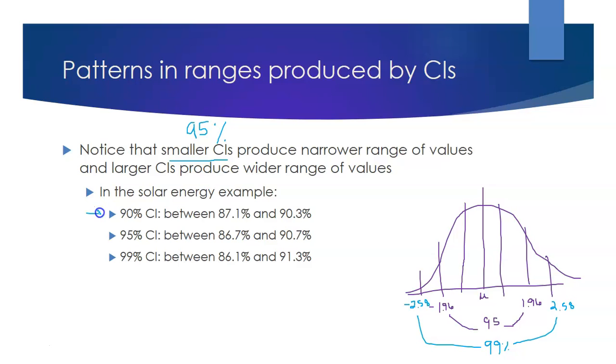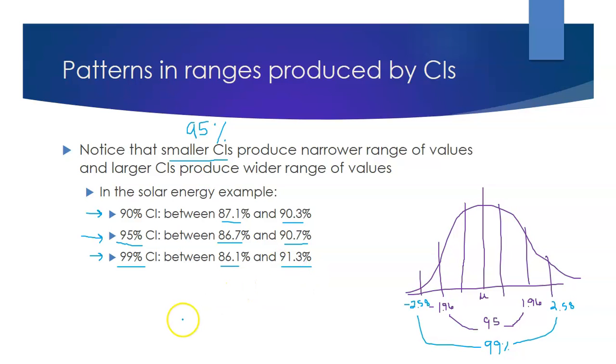I did not show you how to create a 90% confidence interval, but for that solar energy example, a 90% confidence interval is actually 87.1 to 90.3. And then as I just showed you on the previous slides, the 95% confidence interval in that solar energy example ended up being 86.7 to 90.7. And the very last slide I showed you was the 99% confidence interval, which was 86.1 to 91.3.